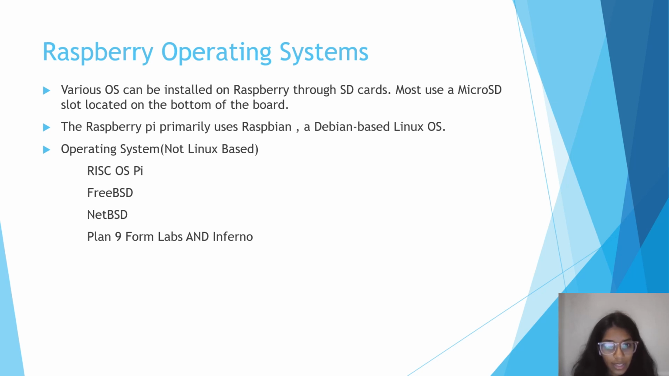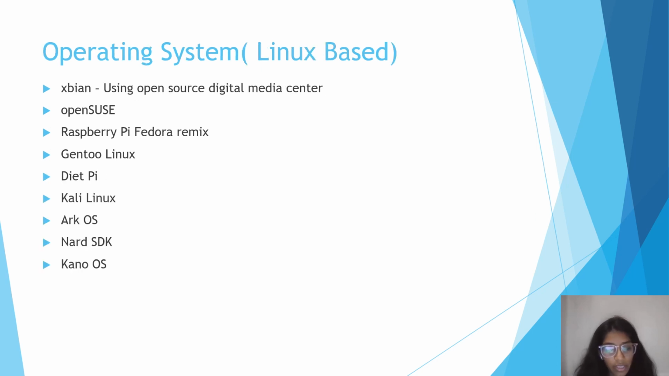Operating systems not Linux-based are RISC OS Pi, FreeBSD, NetBSD, Plan9, Formlabs, and Inferno. Operating systems which are Linux-based are Xbian, using the open source Digital Media Center, OpenSUSE, Raspberry Pi Fedora Remix, Gentoo Linux, Diet Pi, Kali Linux, Arch OS, NAD SDK, Kano OS.